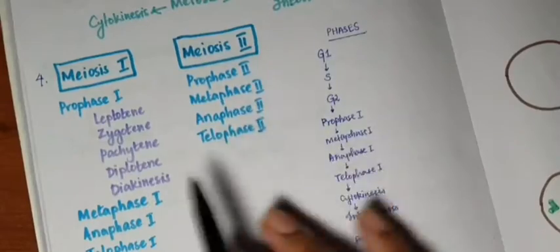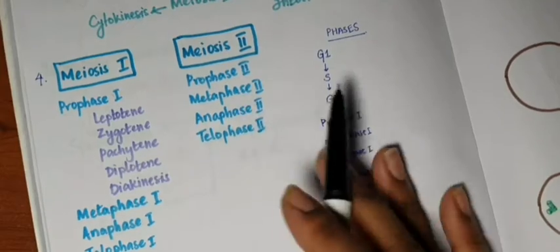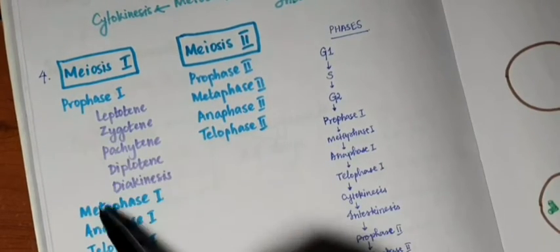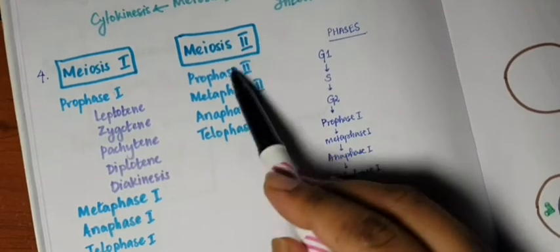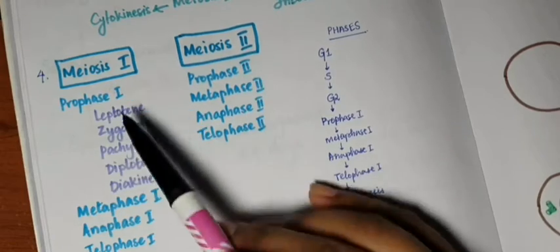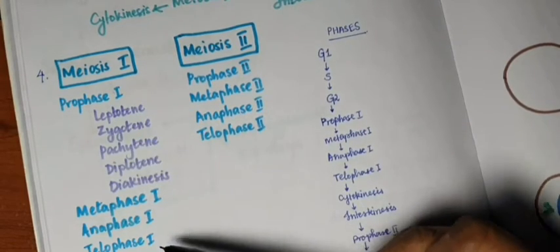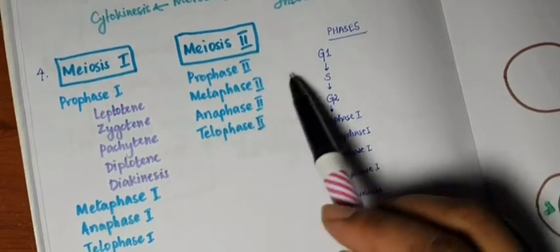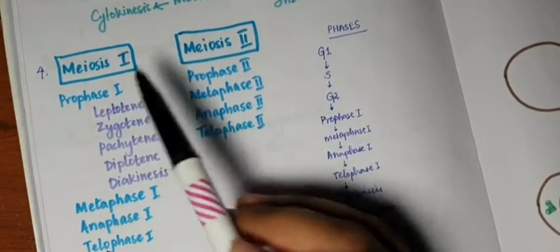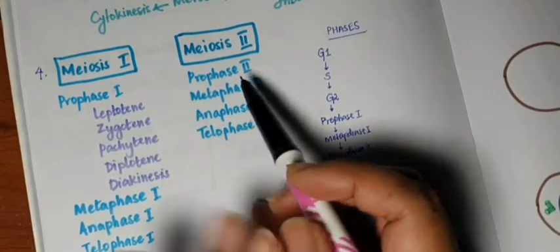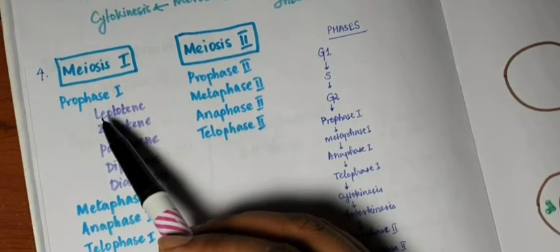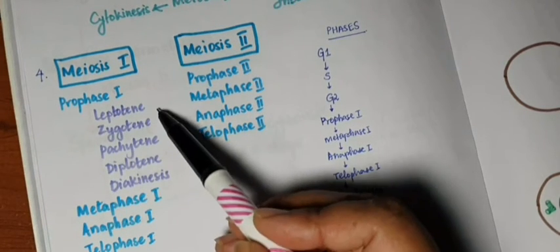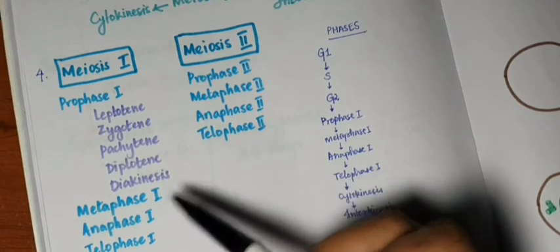Okay, coming to the phases of meiosis. So you already know that we have something called meiosis 1 and meiosis 2. In meiosis 1, we have prophase, metaphase, anaphase, telophase. In meiosis 2, we have the same, but the numbers are different. So here we have prophase 1, metaphase 1, anaphase 1, telophase 1. Here, prophase 2, metaphase 2, and so on. In meiosis 1, one difference is that prophase 1 is split into 5 other phases: leptotene, zygotene, pachytene, diplotene, and diakinesis.